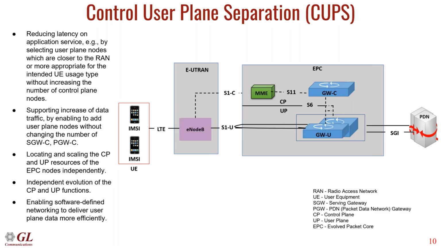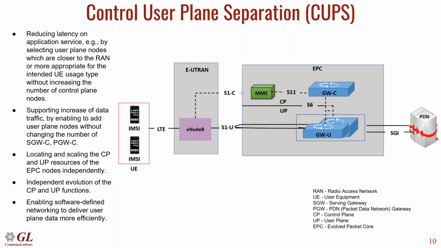Also, the control plane and user plane will have different kinds of scaling. For example, enhanced mobile broadband will have more data plane activity, user plane activity, than control plane activity. Otherwise, in IoT kinds of applications, many control plane activities come into play.